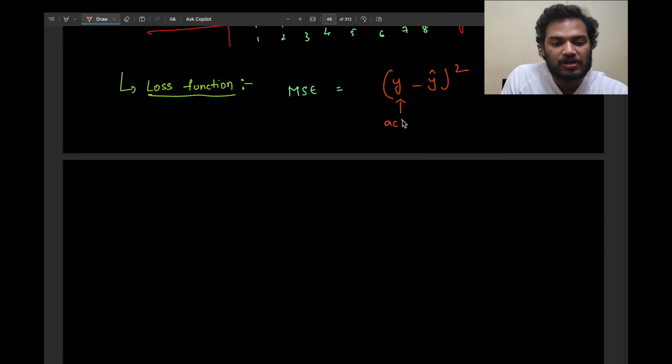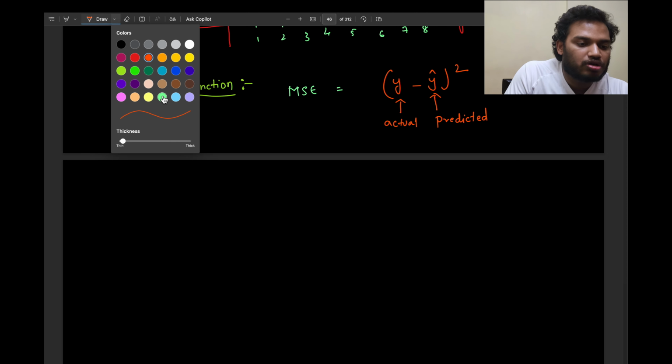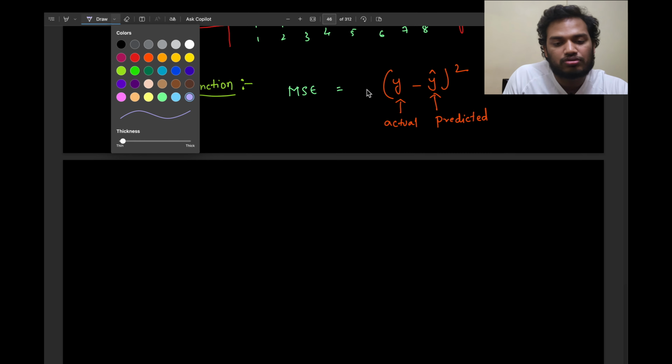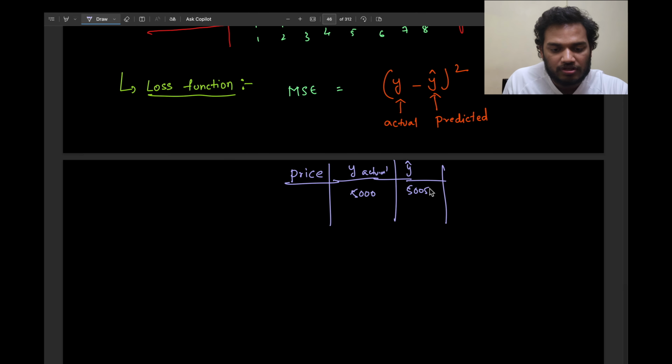This y is the actual value, whereas this y cap is the predicted value. So like this, we'll be getting the error on one point. Now let's see how this particular loss is varying with respect to the difference in actual and predicted value. So let's say we are trying to predict something like price, and our actual value for price is, let's say, 5,000, and y predicted price is 5,005.